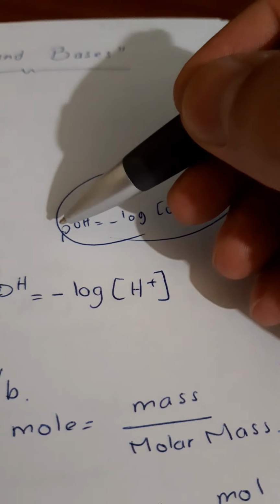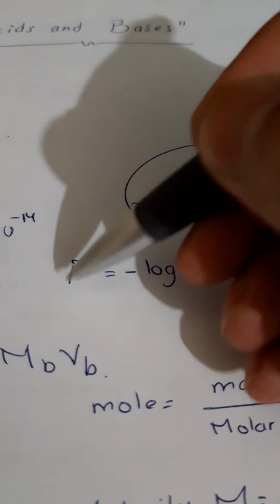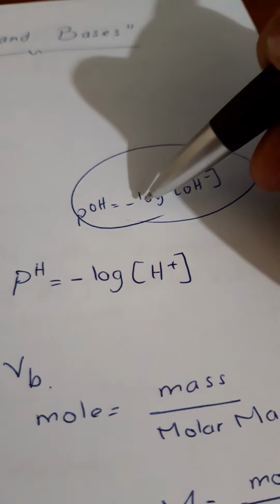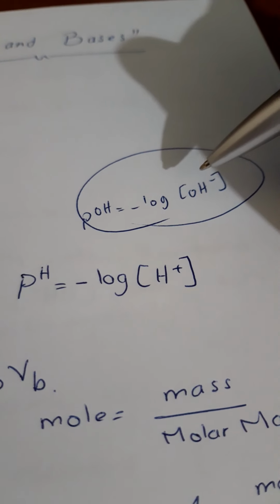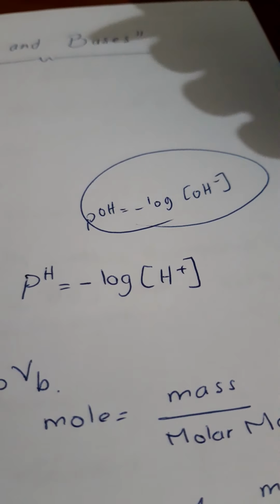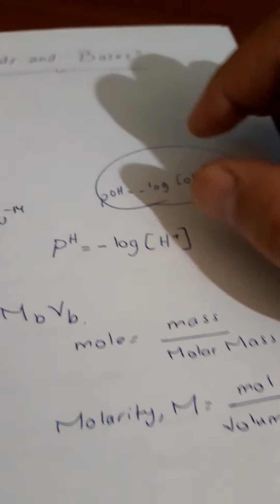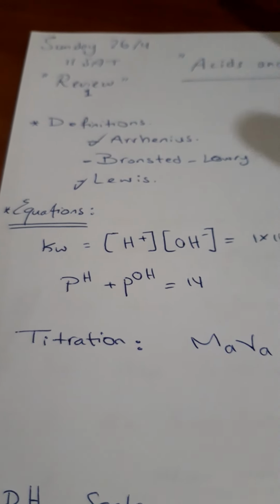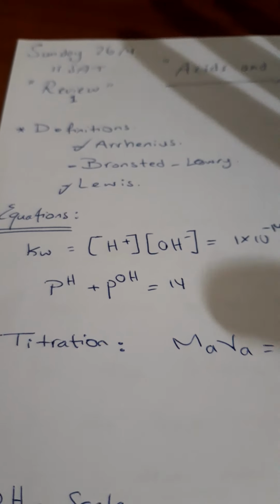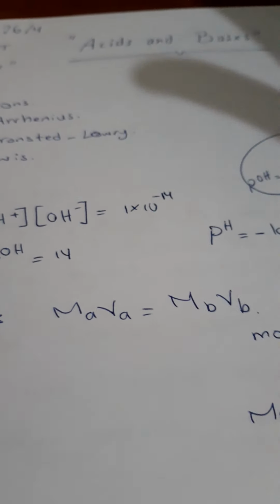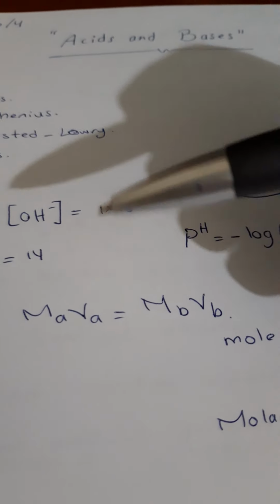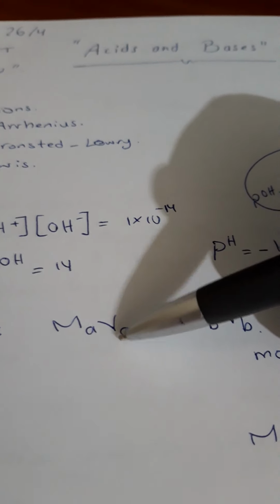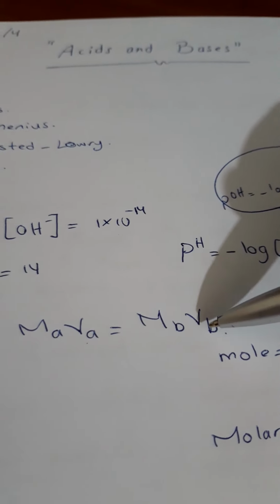You need to know that the P means negative logarithm. The most common is the pH, negative logarithm of the concentration of hydrogen ions. But you might use pOH, negative logarithm of hydroxide ions, in certain questions to help you solve the question and find the final answer. What other equations do we have? The titration equation, a very important equation. There will be questions about titration in the final exam, so be careful. M1V1 equals M2V2, or for acids and bases I wrote MAVA: molarity of acid times volume of acid equals molarity of base times volume of base.